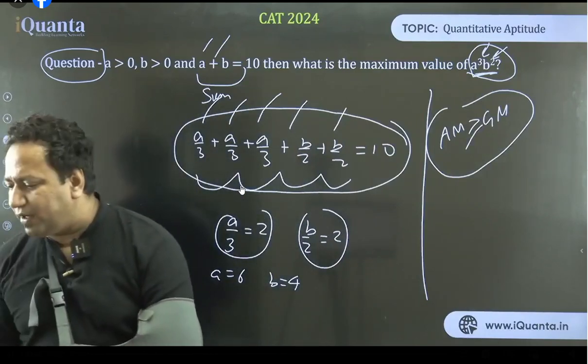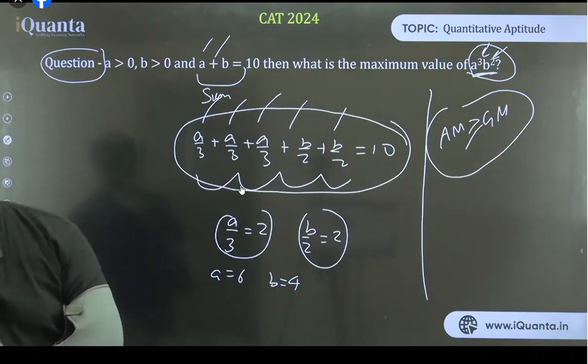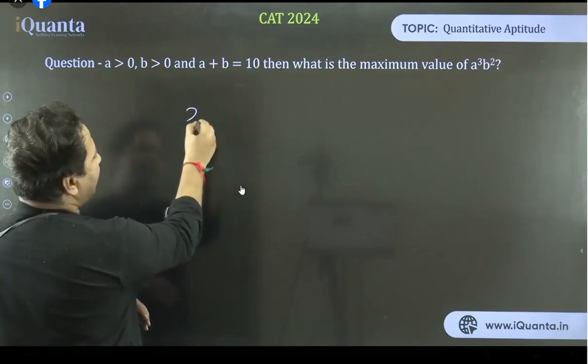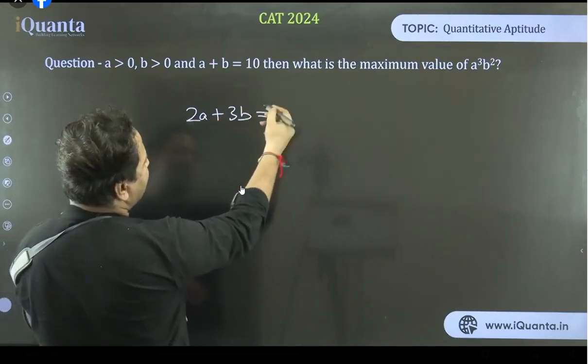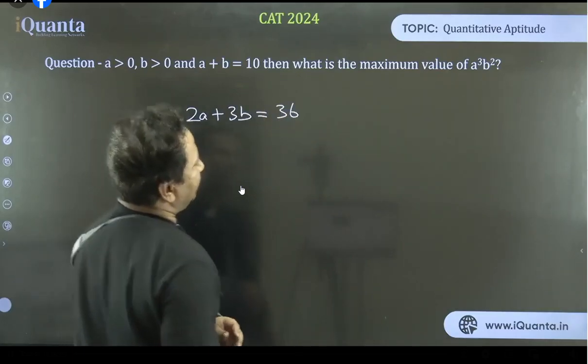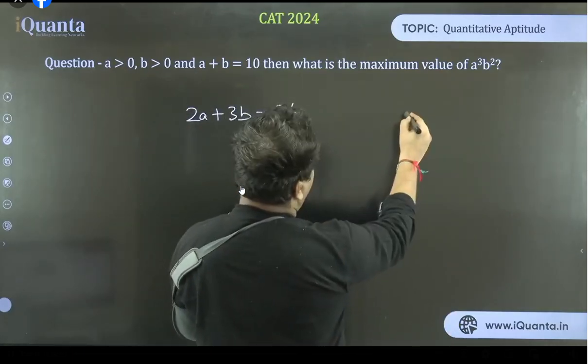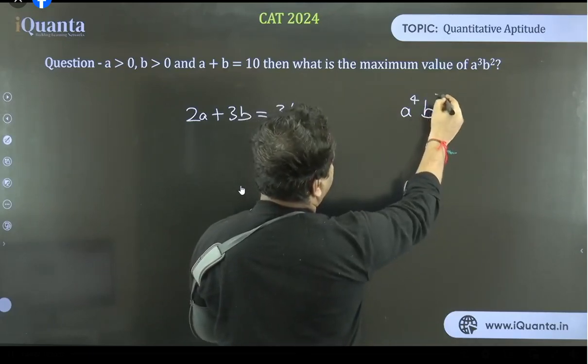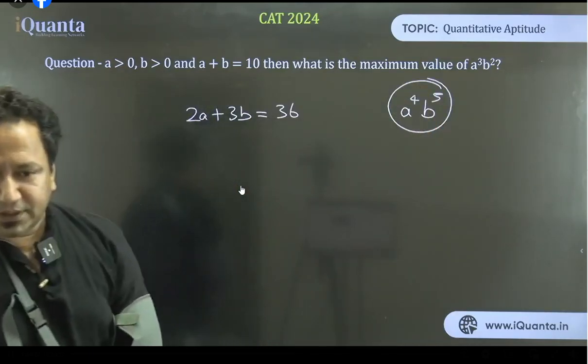So now, what if I make it a bit harder? It looks very simple. Let me take something else. What if I take 2a plus 3b is equal to, let's say, 36, and they're asking the maximum value of a to the power 4, b to the power 5. Okay, something like that.